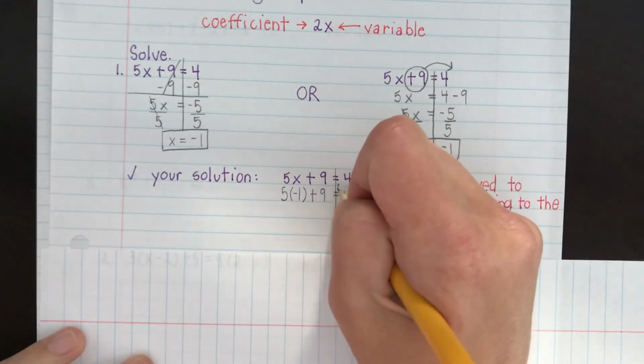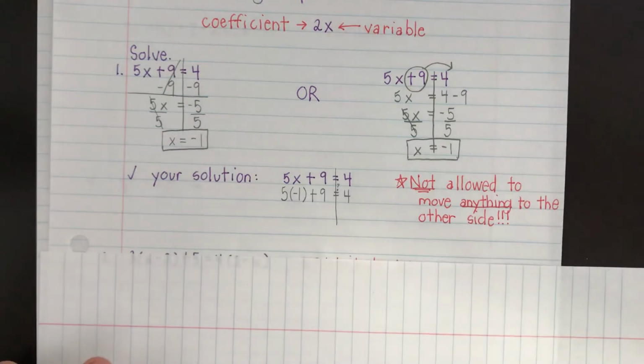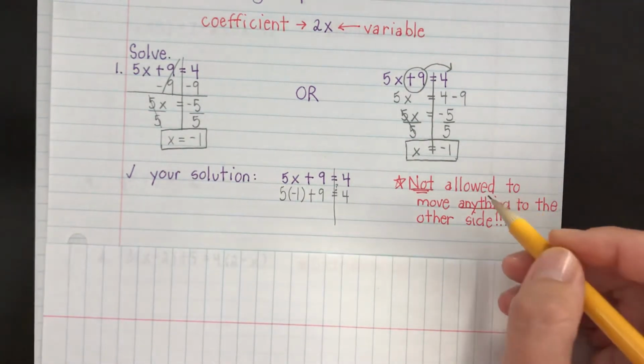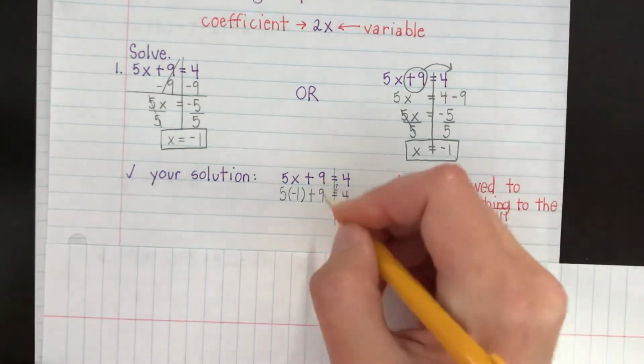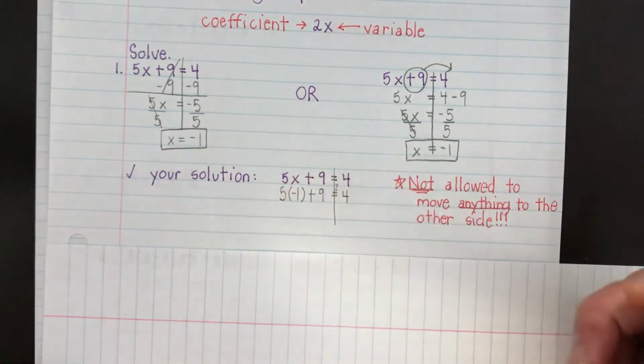So we plug in negative 1, and now here we can't write equals. We really have to write equals with a question mark because we're not sure. Is that true? Did we find the correct answer? So I'll remind you again, and I'll probably remind you a million more times so you don't make this mistake. You're not allowed to move anything. So I cannot minus 9 from both sides. I just need to simply figure out what this value is.